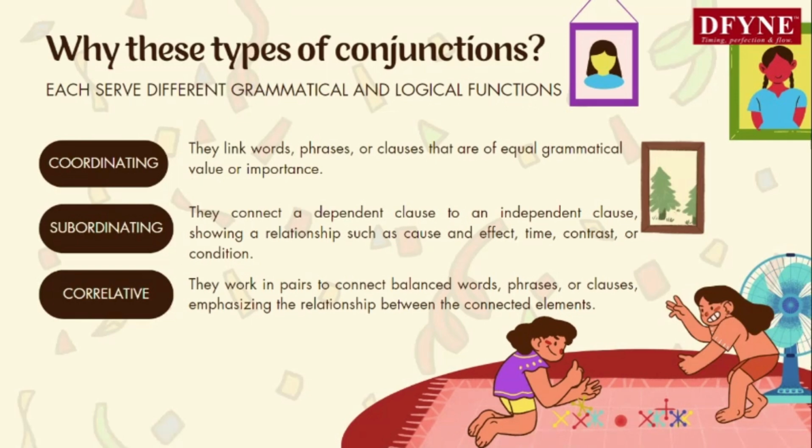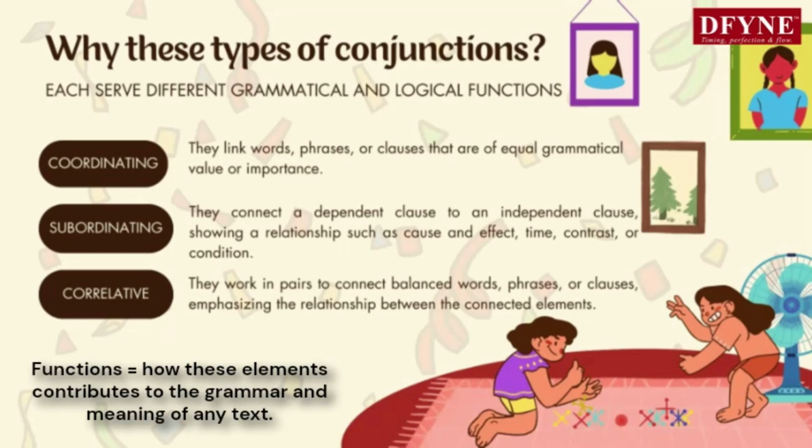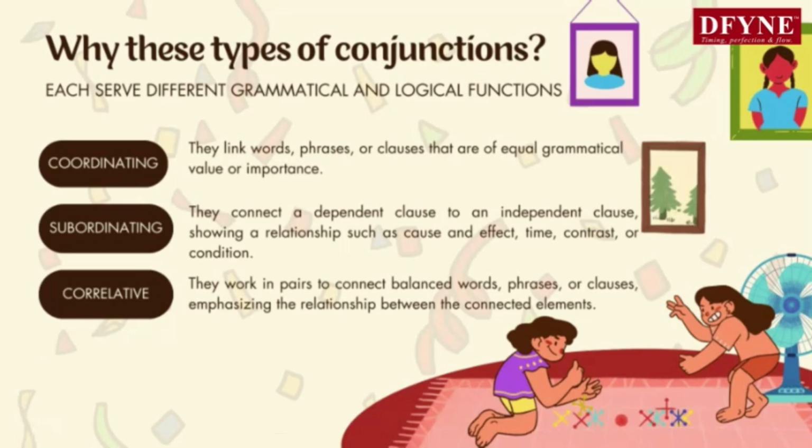These three types of conjunctions exist because they each serve different grammatical and logical functions in connecting elements. The grammatical functions ensure grammatical accuracy, while the logical functions relate to how ideas are connected and how their relationships contribute to the meaning of a text. To put it simply, these functions help in understanding the logical flow and the connections between ideas.